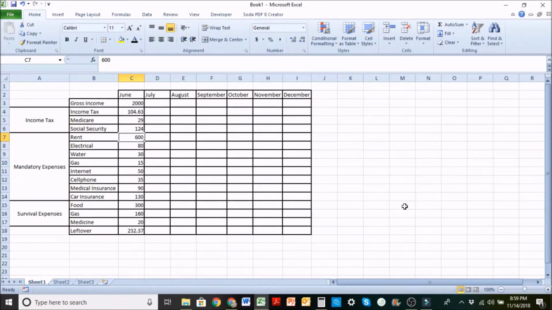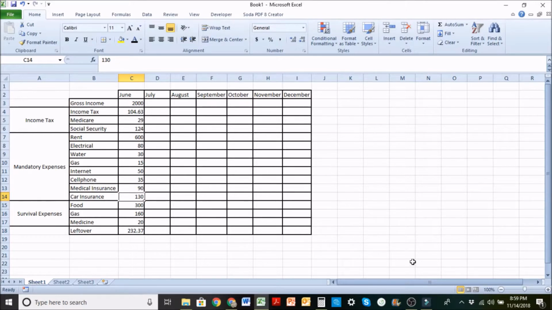Then you're going to put in your mandatory expenses, what you're paying a month for all of these expenses. So you're going to put how much you're paying for rent, your electrical bill, your water bill, your gas bill, your internet plan, your cell phone plan, how much you're paying for medical insurance and car insurance. If there's any other mandatory expenses that you have, whether it's for living or dental and vision, you can put that in this category as well.